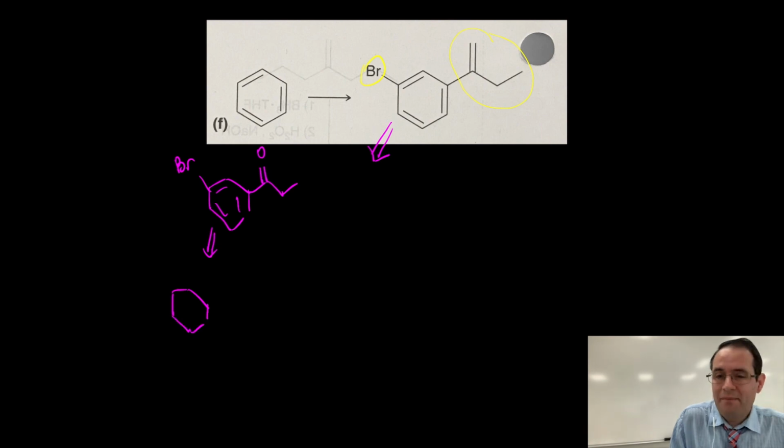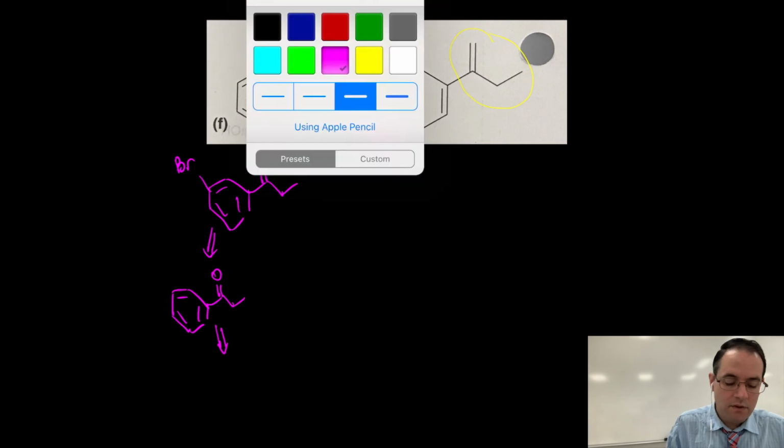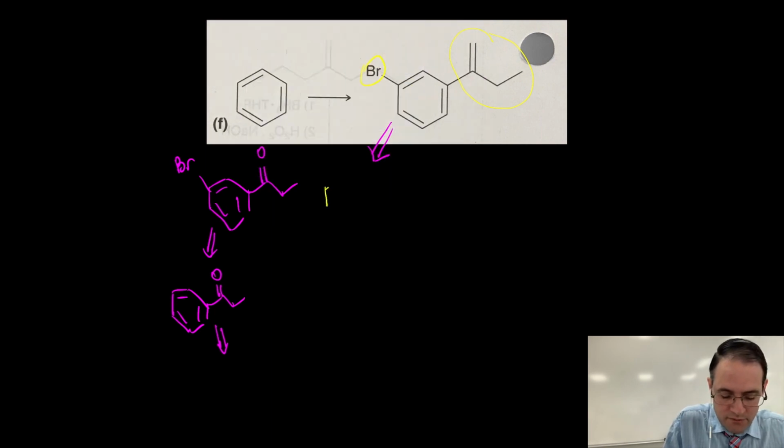Okay, this is a meta-substituted molecule, so we want to keep the substituent that is a meta-director. Remember that ketones and aldehydes are meta-directing, and that can come from your benzene. Okay, so in the forward synthesis, we want to start off with benzene. Okay, we want to do a Friedel-Crafts acylation. This is chapter 19 material, by the way.